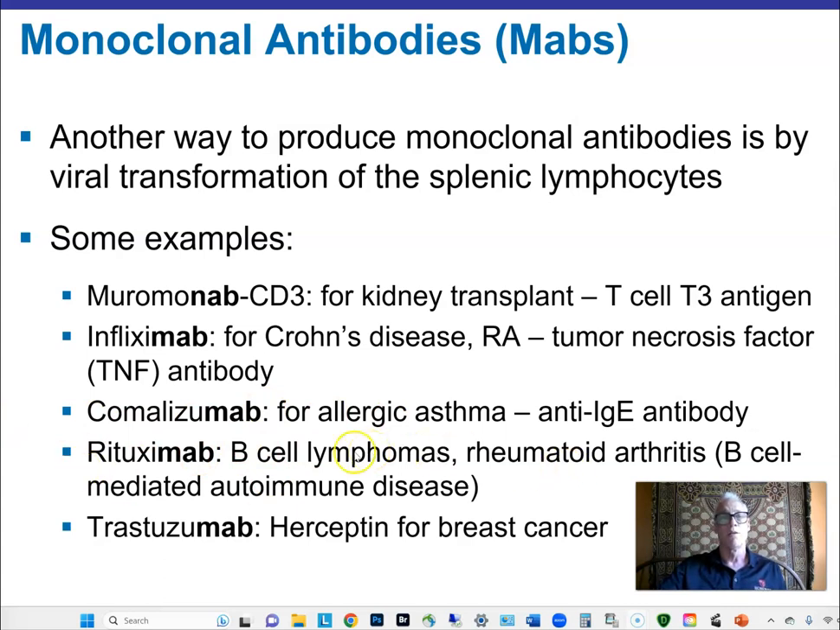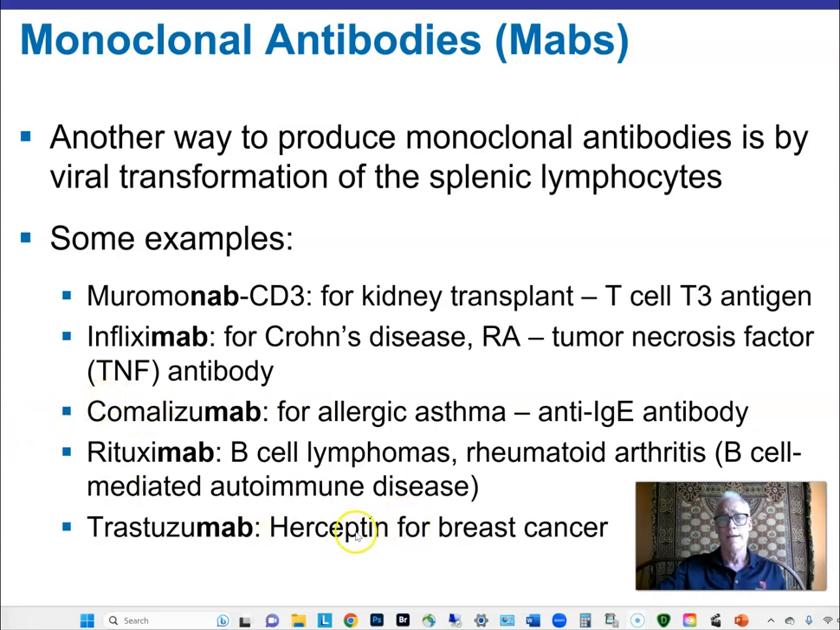Rituximab is an antibody that's used to combat B-cell lymphomas. It's against an antigen called CD20 that's on the surface of a lot of B cells, but it's also retained on the surface of B-cell cancers. So long-term treatment with rituximab can reduce the presence of B-cell cancer cells in the body. Rheumatoid arthritis is a B-cell mediated autoimmune disease. So again, knocking down some of the number of those CD20 positive B cells can help reduce the inflammation in that disease.